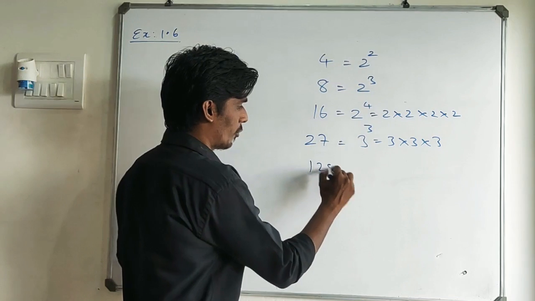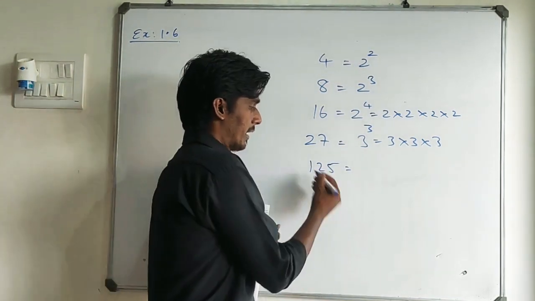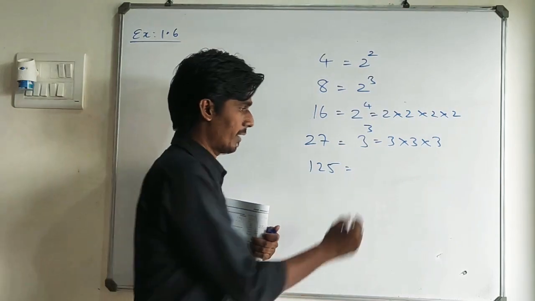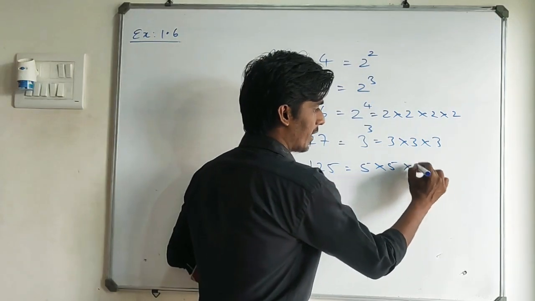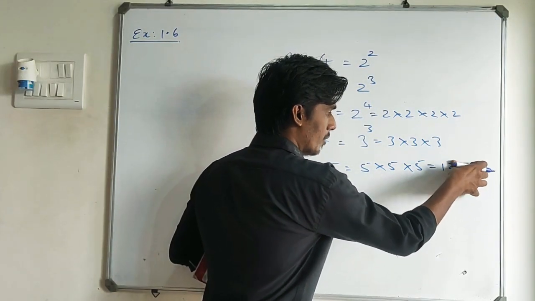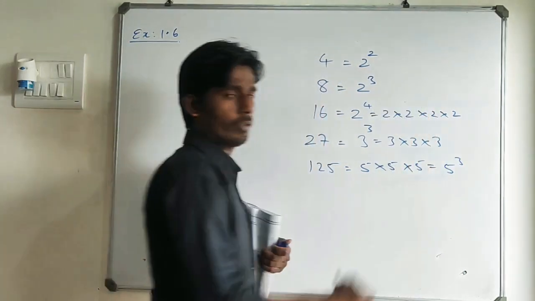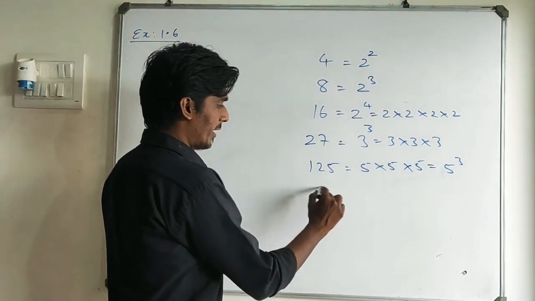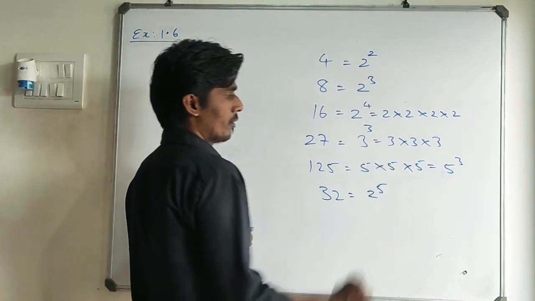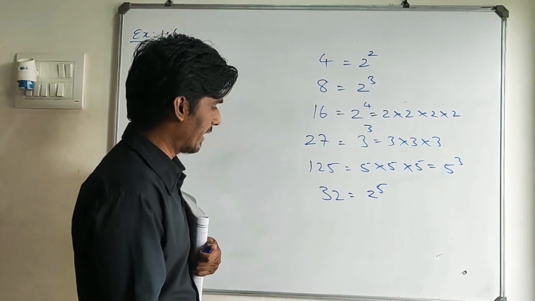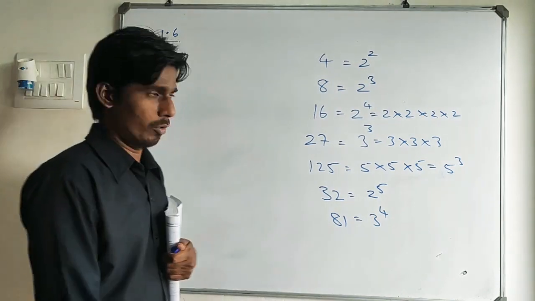If you look at this number 125, तो ये 125 को देख के स्ट्राइक होना चाहिए कि 125 is a multiple of 5. How many times? 5 into 5, 25. 25 5s are 125. So instead of this 125, we can write 5 raised to 3. If I take 32, it's a power form of 2, 2 raised to 5. Then we can take 81, it is 3 raised to 4.